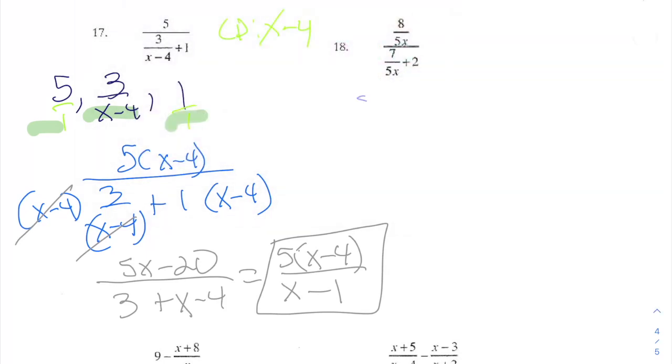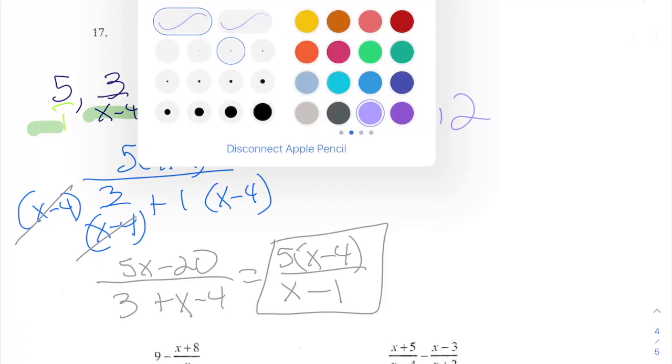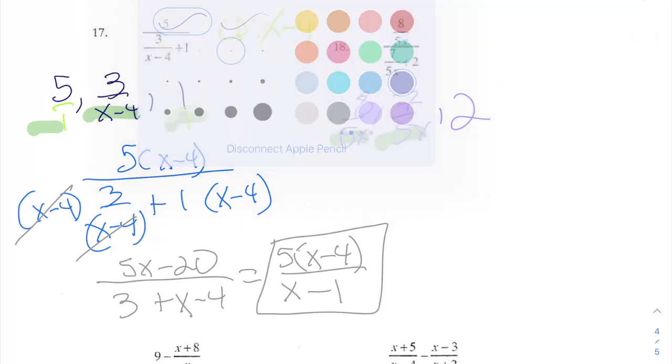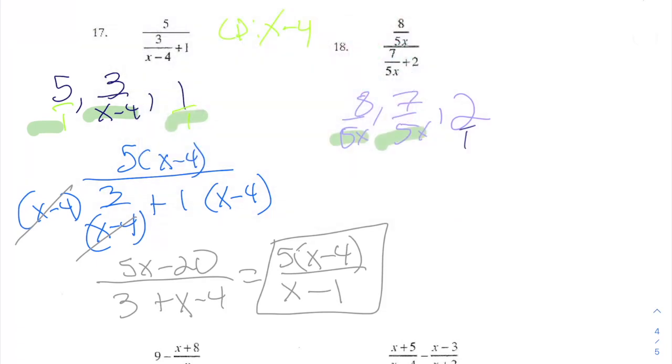So again, 8 over 5x, 7 over 5x, 2. So I look at my denominators. I have a 5x, I have a 5x, and this is really 2 over 1. So it's a 5x and a 1, which means my common denominator is just 5x. So I'm going to multiply everything by 5x. So this times 5x, this times 5x, and this times 5x.